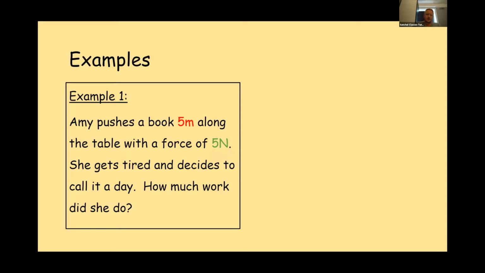Notice that I have made a point of highlighting in different colours the two pieces of information that I've got here. She pushes a book 5 metres along the table with a force of 5 newtons. So I have a distance and a force. How much work did she do?